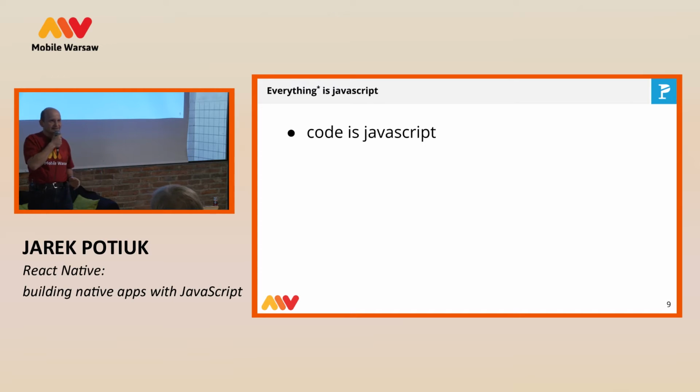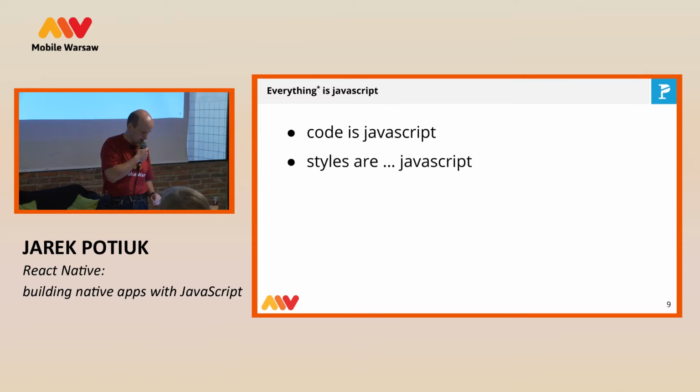Why could they do that? Because everything in React Native is JavaScript, pretty much everything. I couldn't help myself. That's the only animation in this presentation. So things will fly from the right. It's in JavaScript, of course. So the code is of course JavaScript, as you can imagine. Nothing very strange here.